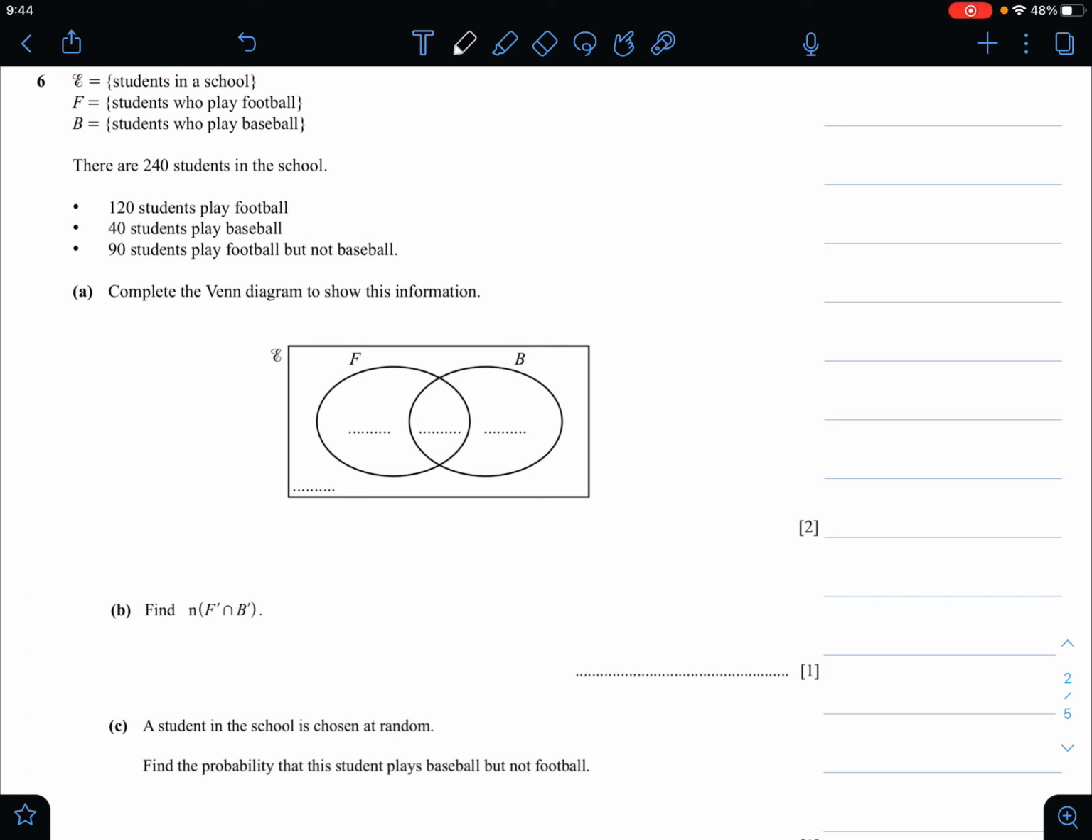Welcome to ANS Solver question 6 of this paper. For part A, they are asking us to complete the Venn diagram to show this information that they have provided above. Now they are telling us 90 students play football but not baseball.